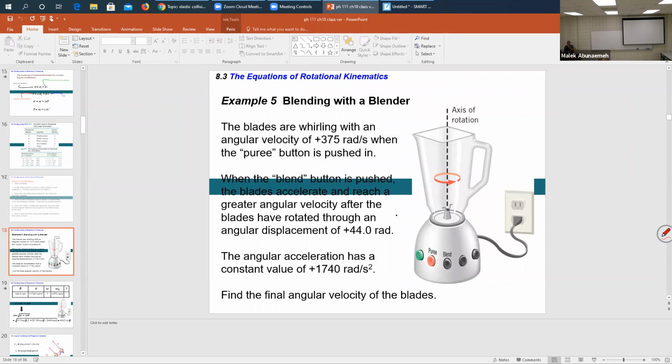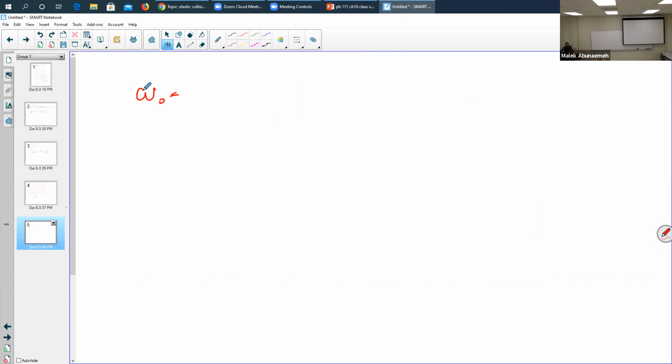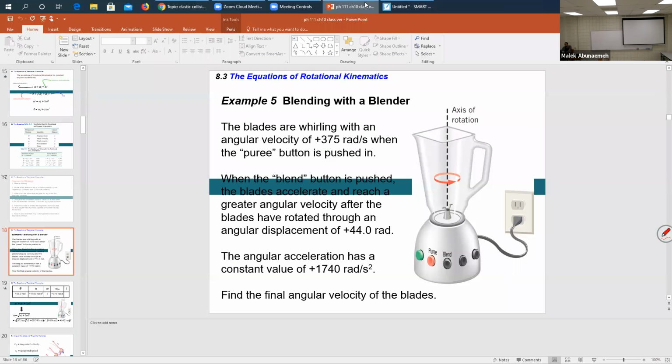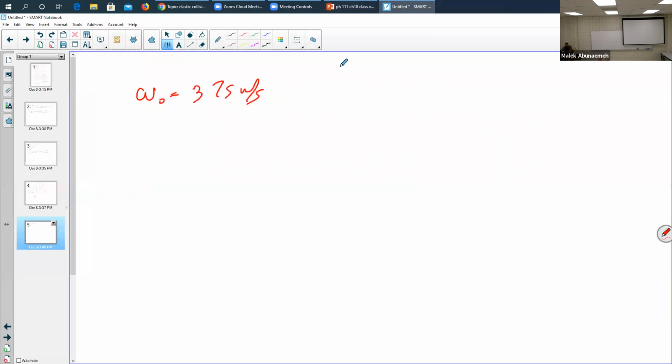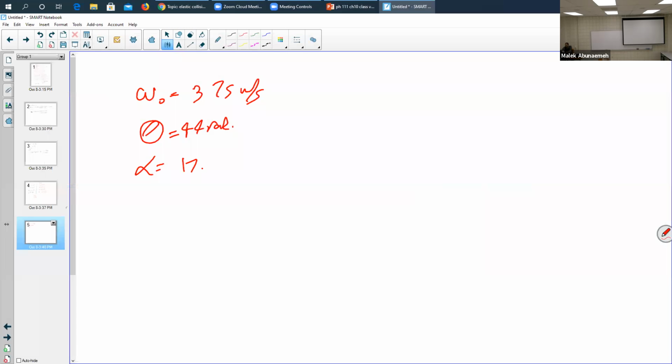So let's do this example real fast, right? You've got a blade whirling at an angular velocity of 375 radians per second, and it has an angular displacement of 44 radians. Okay, so let me just write this down. So omega naught equals how much we said? 375 radians per second. And then we've got a theta of 44 radians. And your alpha is 1740 radians per second squared. And you want to find the final angular velocity.